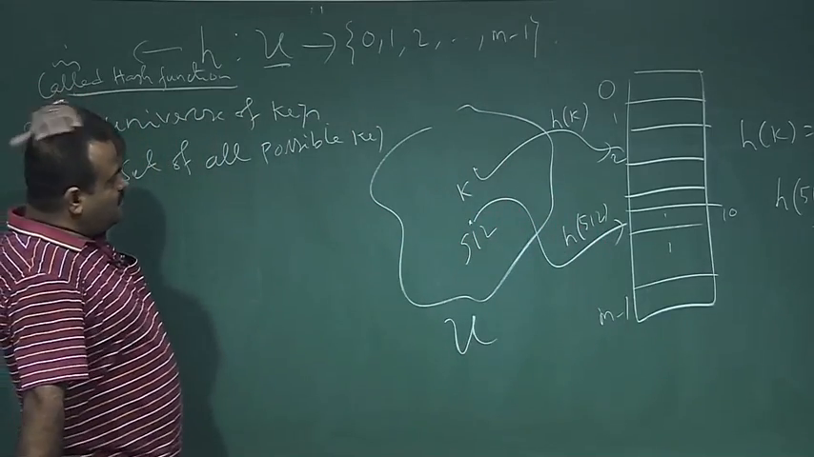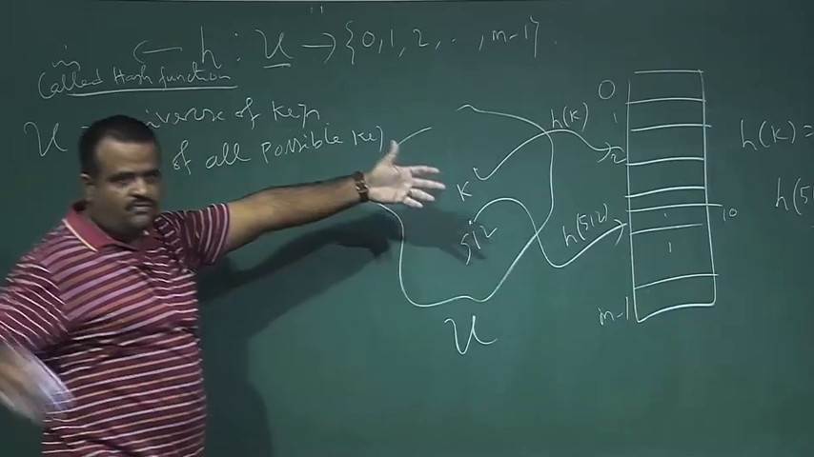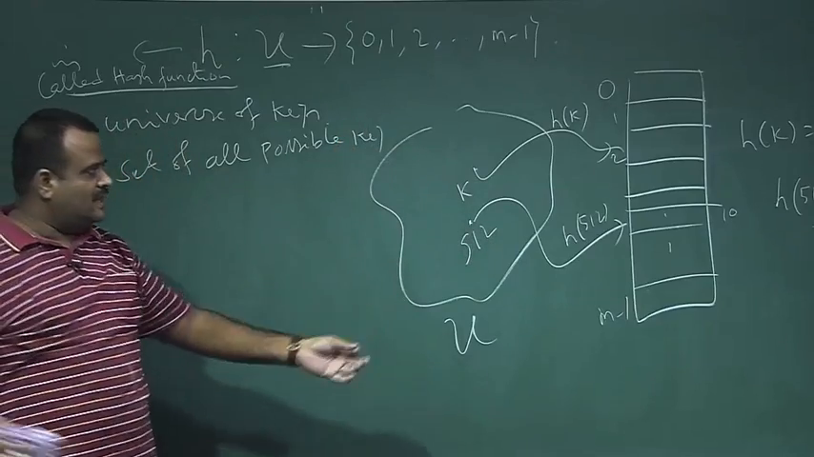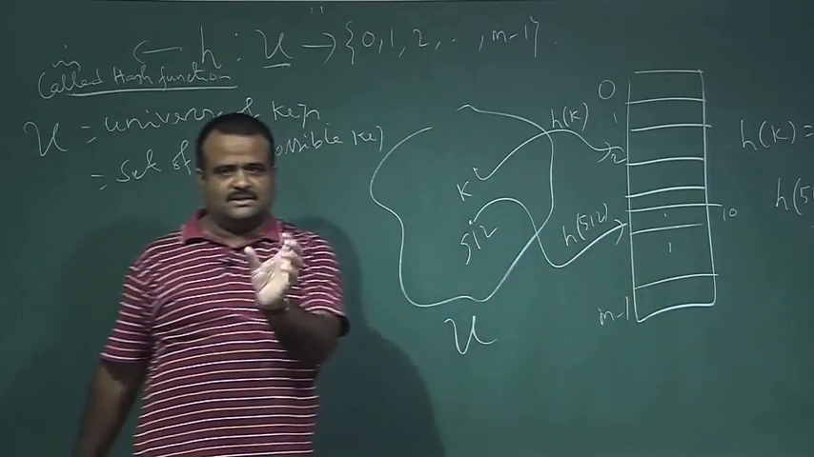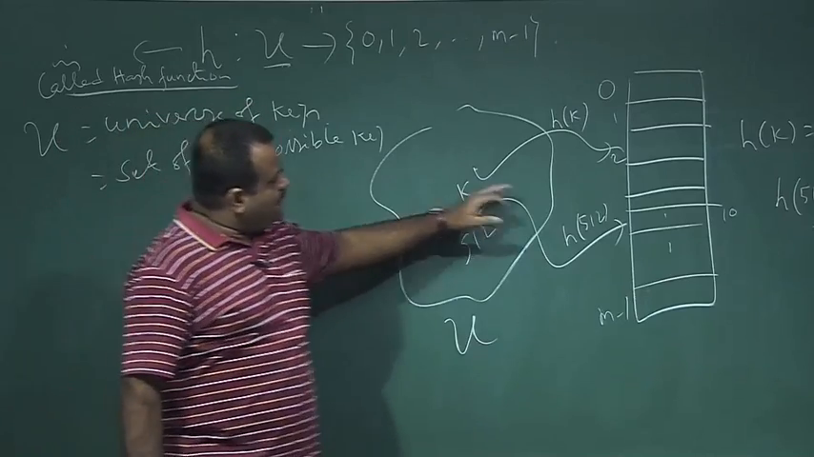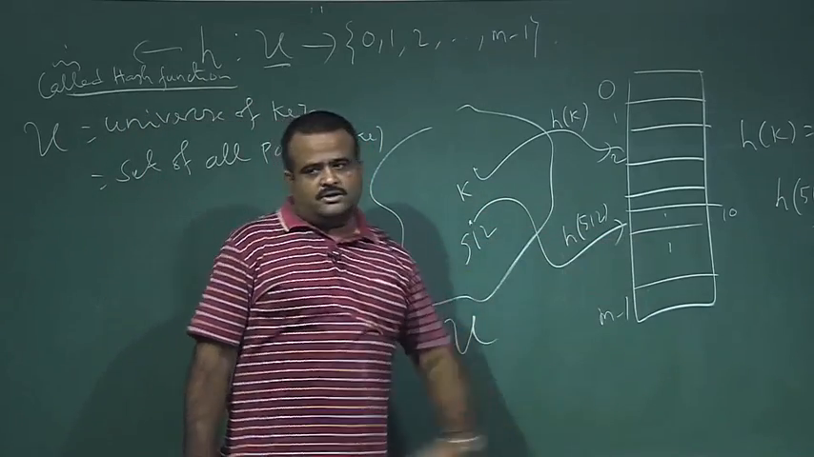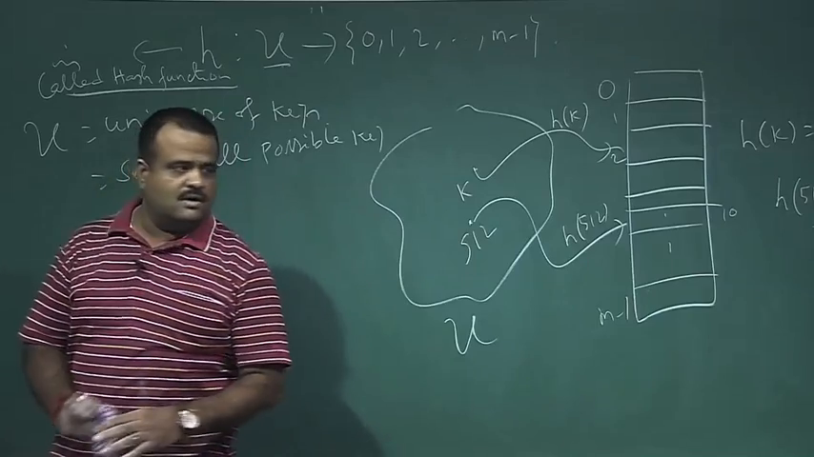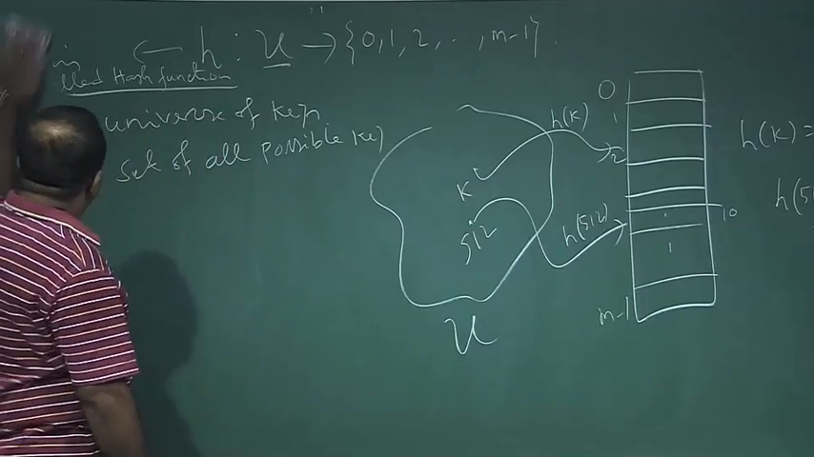So, it is basically a function which takes a key, which could be of any arbitrary length, and maps it to a fixed, smaller size. It is just a mapping from the key to the slot it hits. This is called a hash function.